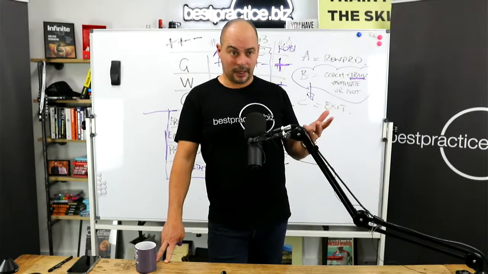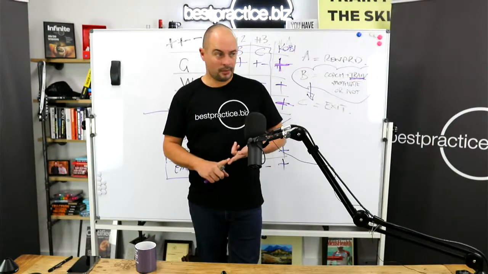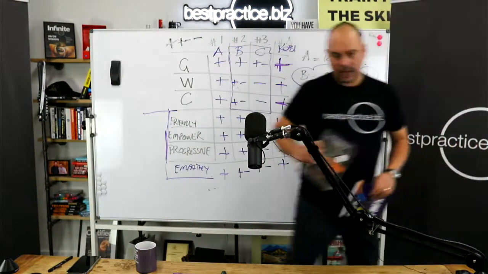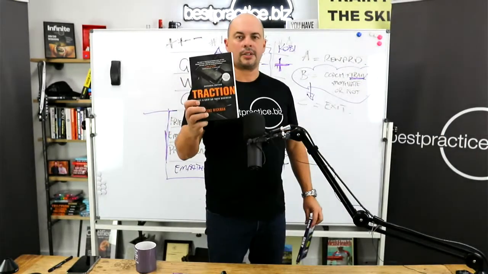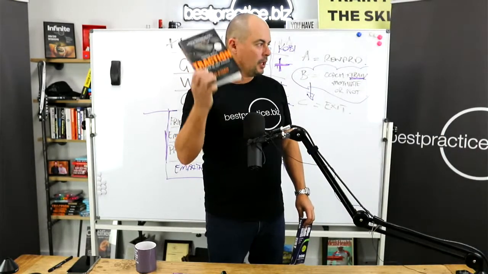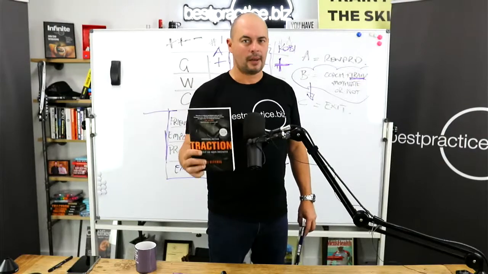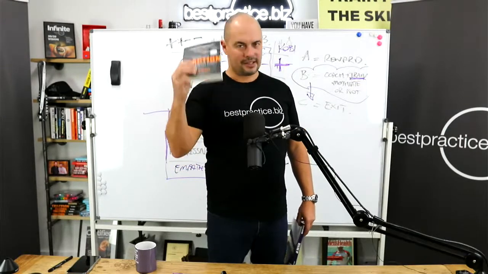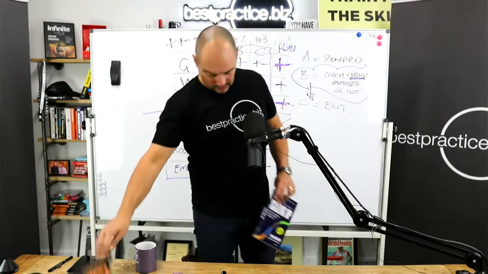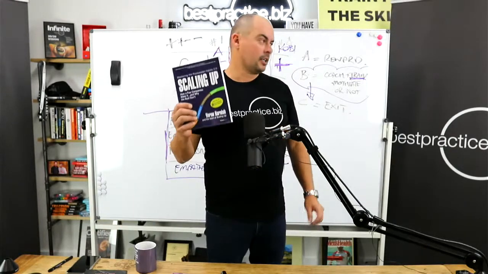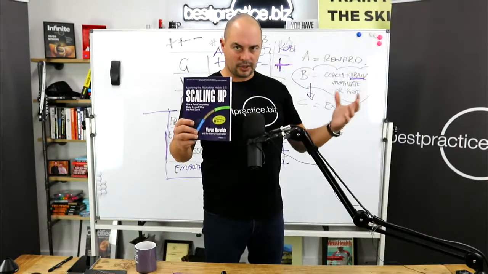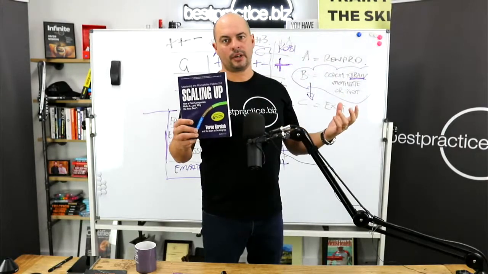So the books I recommended: Traction by Gino Wickman. I've got them here. Traction by Gino Wickman, a regular book recommendation here from Best Practice. Excellent book. Should be in everybody's business books library. If you're not already building a library of business books for your career, start now. Great book. Scaling Up by Verne Harnish. Excellent book to help build management systems and process data to help your organization.